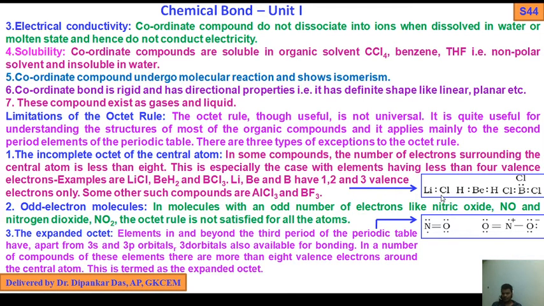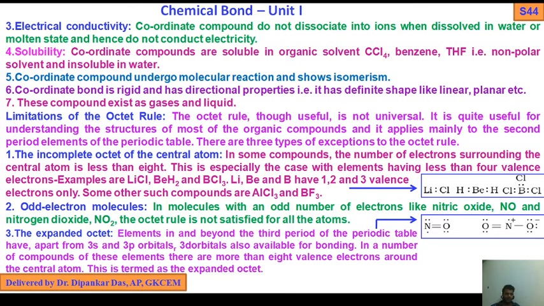So in lithium chloride there are 2 electrons, in beryllium 4 electrons, and in BCl3 2, 4, 6. In all these cases the number of electrons is less than 8. So these are examples of fewer than 8 electrons. So the first exceptional case is the incomplete octet of the central atom.